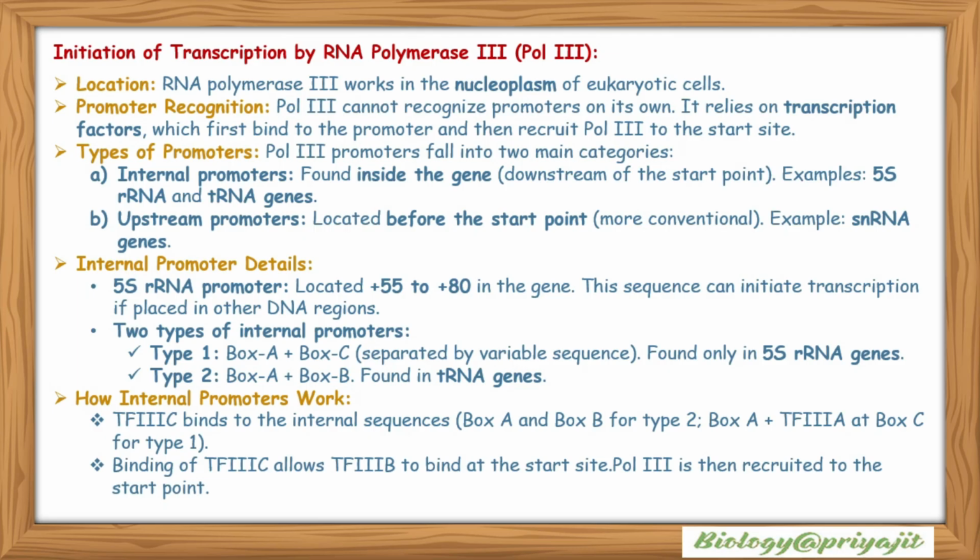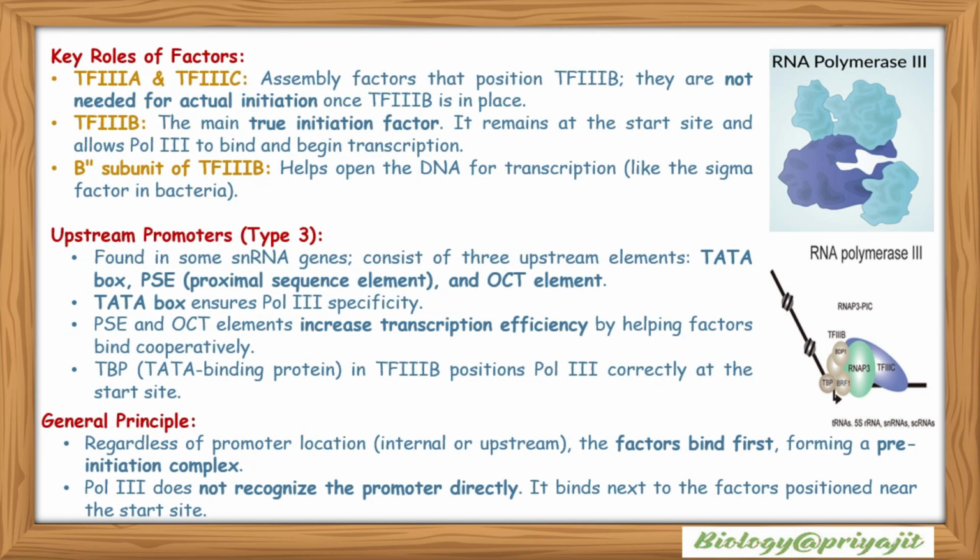So how do internal promoters work? TFIIIC binds to the internal sequence, box A and box B for type 2, and TFIIIA binds at box C for type 1. Binding of TFIIIC allows TFIIIB to bind at the start site, and Pol III is then recruited to the start point. Key roles and factors: TFIIIA and TFIIIC are assembly factors that position TFIIIB.